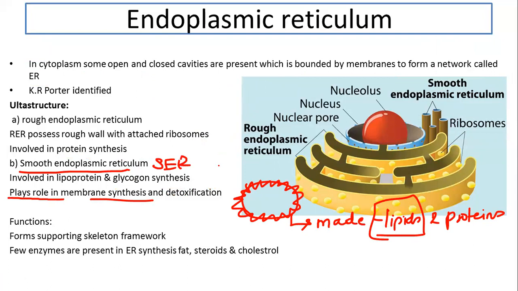I'm right, it is all produced from smooth endoplasmic reticulum. Okay, and this also helps in detoxification. That means when any toxic or harmful substance, any toxic chemical, enters inside your body, that chemical will be detoxified with the help of SER. Okay, that is also the role of SER.